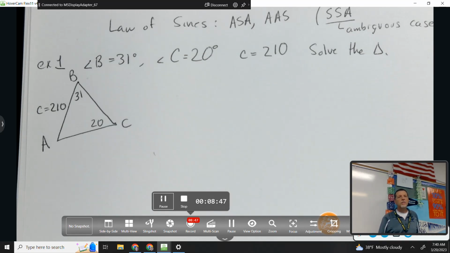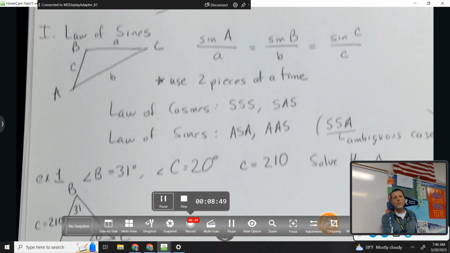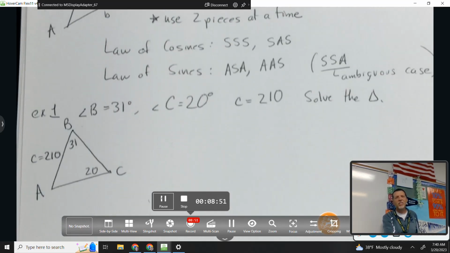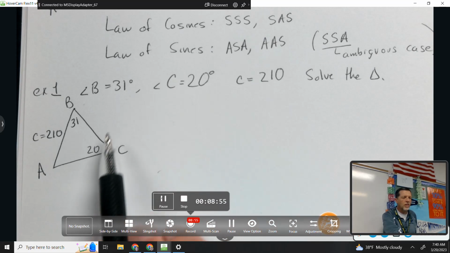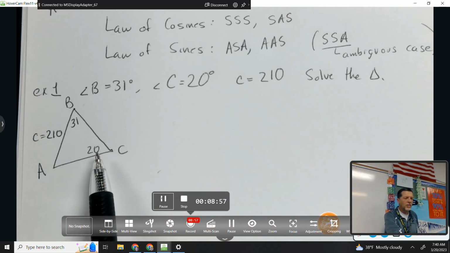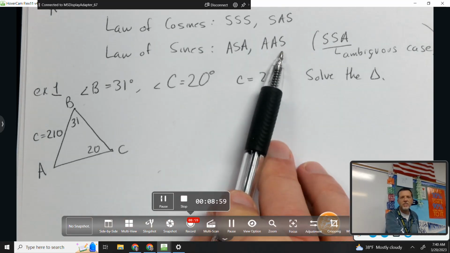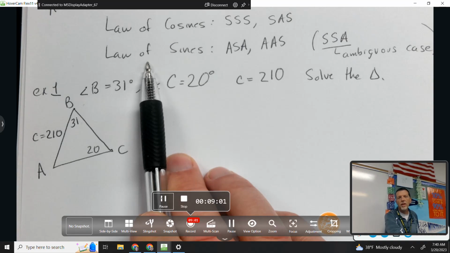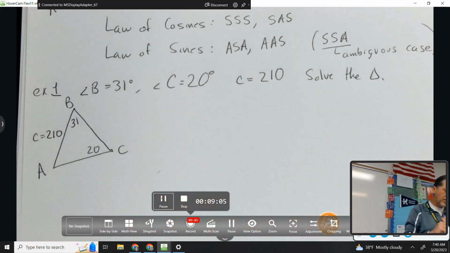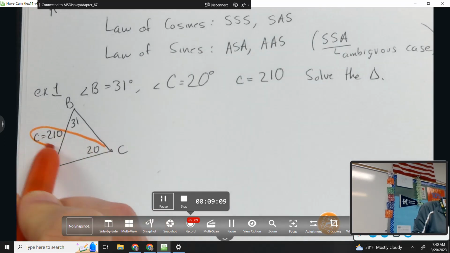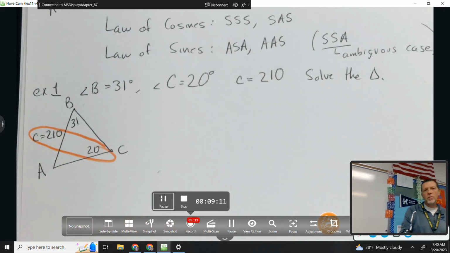All right, well, clearly this is a law of sines problem because we're in the law of sines section, but if you didn't know which one to use, this information is angle, angle, side, so that's law of sines. Maybe even a better way to say when to use law of sines is if you have information across from each other. If you have two pieces of information across from each other, then you'll use law of sines.